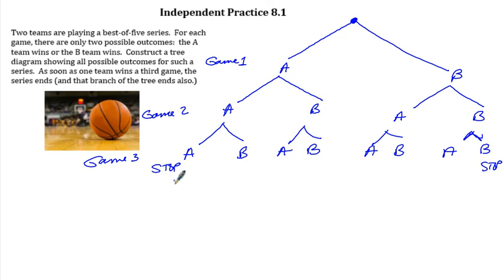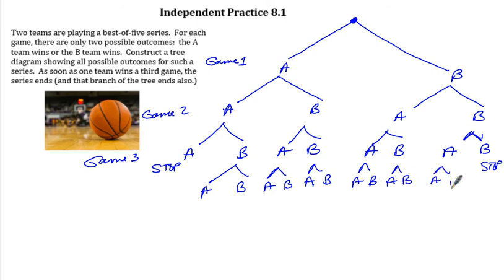Now let's play game 4. We don't have to play a game here, but we do have to play a game here. A, B, A, B, A, B, A, B, and we don't have to play another game here because we've already got a winner.